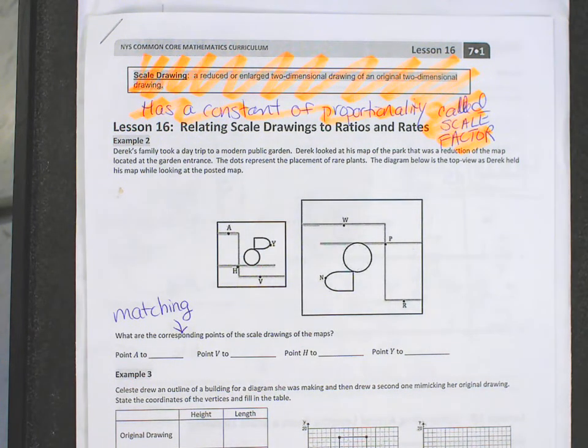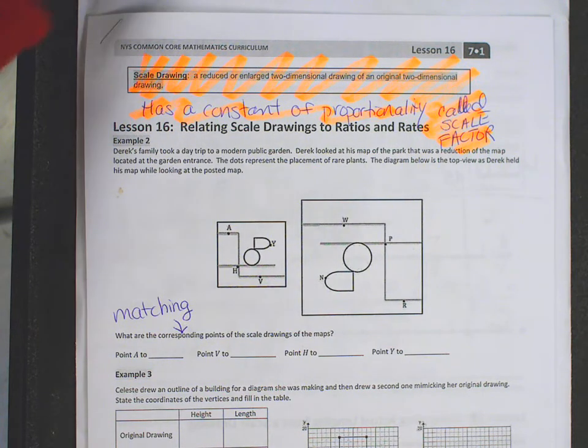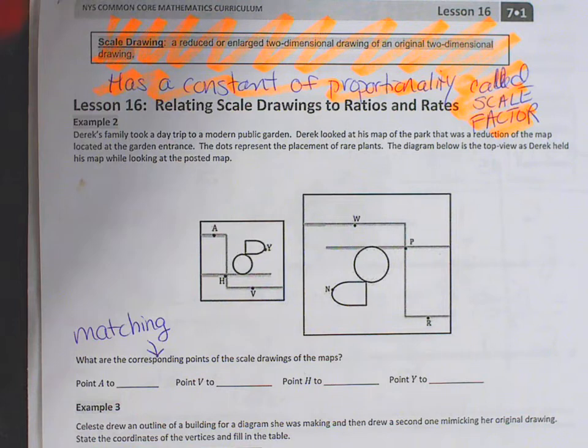And write down the other things I said, which means it has a constant of proportionality, which we used to call K, and we used to call unit rate, but today we're going to do all the same things, but we're going to call it scale factor. So make sure you write that down.